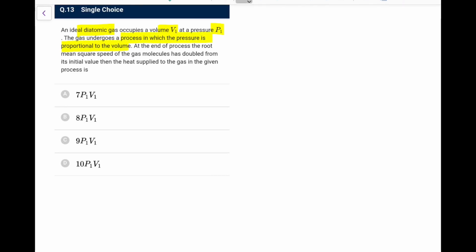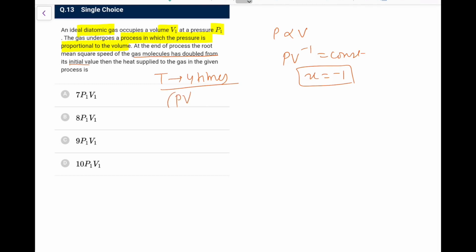If you have listened to my physics in 5-minute series, it should spontaneously get you that pressure is proportional to volume, so PV to the power minus 1 is constant, so X is going to be minus 1 for the polytropic process. At the end of the process, the RMS speed of the gas molecules has doubled. RMS speed has doubled, that means temperature has become 4 times. That means the product of PV will become 4 times.